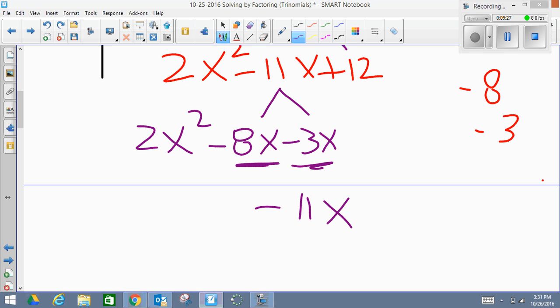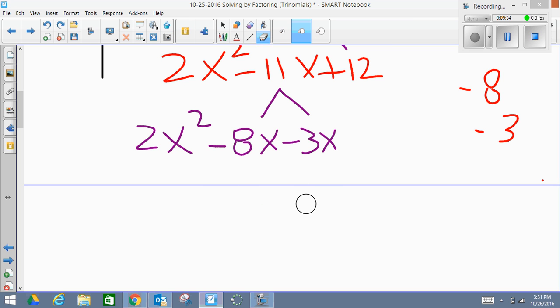So technically, I'm not changing the problem. It's just how it looks, because I need 4 terms. That's the only reason that I'm doing this. I'll bring down my 12 before I forget to bring it down, and I have my 12. Now I have 4 terms.